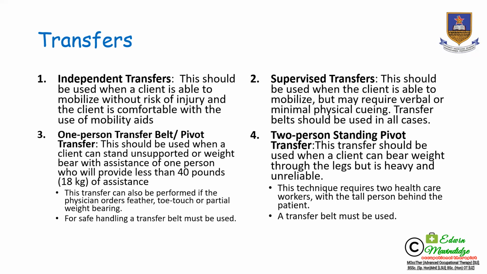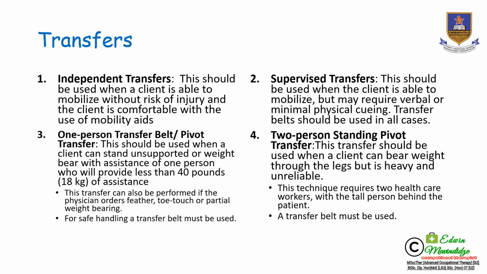Then there is what we call a supervised transfer. That is when the rehabilitation worker is there, although the client can do it, they might need some verbal prompting or cueing, or they might need assistance just to support a specific position in terms of how they shift their weight. So with that one, they do most of the weight bearing and the shifting in transferring from one surface to another, but the rehabilitation worker is there to offer some guidance, maybe instructions or things like that.